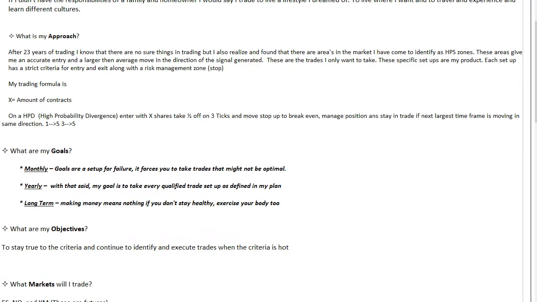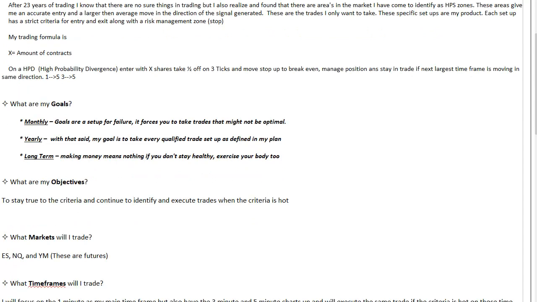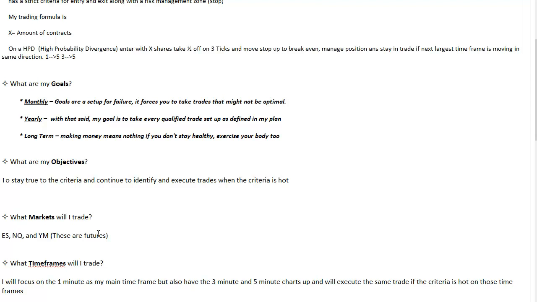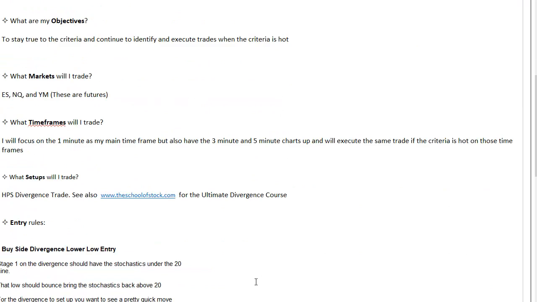What markets do I trade with this? The ES, the NQ, the YM futures. Time frames. All right, and again, this is all part of a business plan. It puts these rules out there that this is what you're doing, this is how you're doing it. Everything has a step and a process. It keeps you on track, because that's the best way of profiting on this technique. You have to let it play out. And then the entry rules are very defined for you.